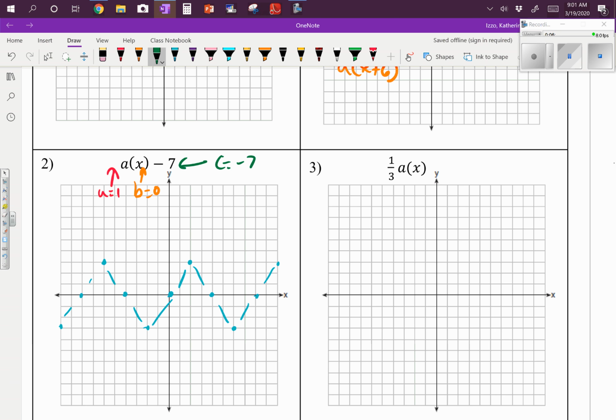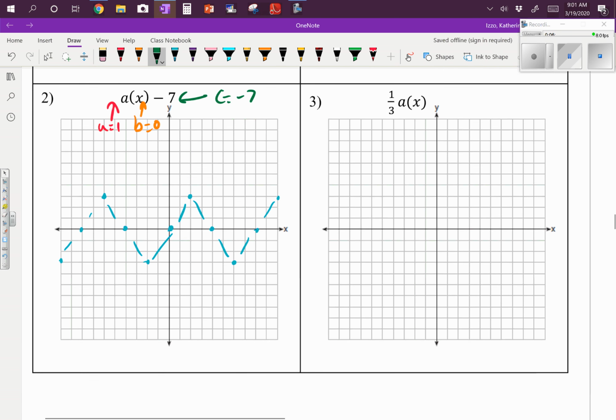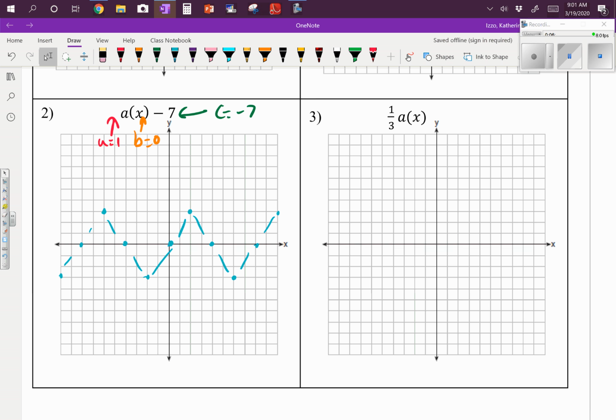I know. We got to move it down. We got to move it down how many? 7. Good job. We have to move all the points down 7? Yeah, all the points down 7.